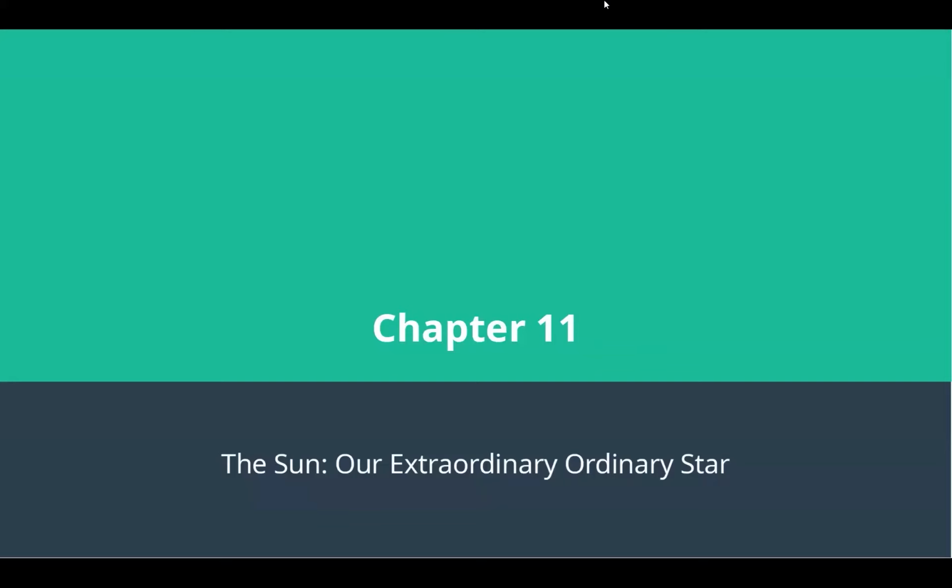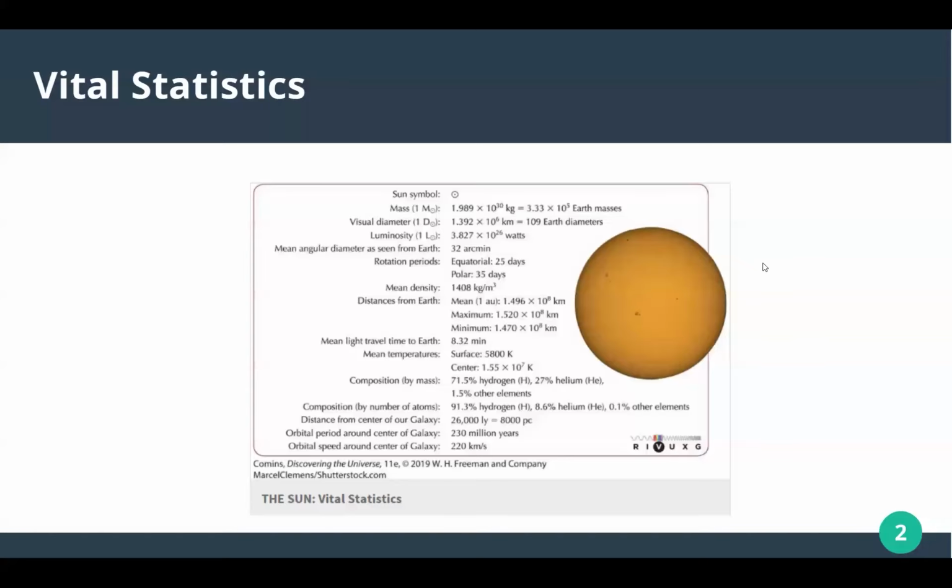Hello and welcome to the last section of Unit 2, the last chapter of Unit 2, The Sun, Our Extraordinary, Ordinary Star. Here are the vital statistics for the Sun, just as we had vital statistics for all of the planets in the solar system. We also have vital statistics for the Sun in our solar system. You can look over these at your leisure, but we are going to go over most of the interesting science behind them rather than just going over the statistics as we did with the planets.